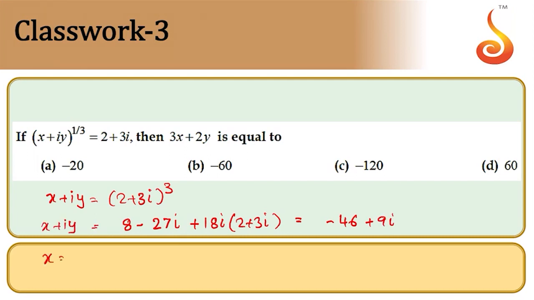So we get x is equal to minus 46 and y is equal to 9. So 3x plus 2y will give you 3 into minus 46 plus 2 into 9, which gives you minus 120. Option C.